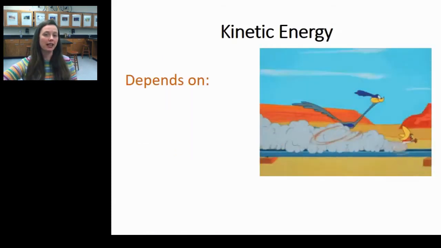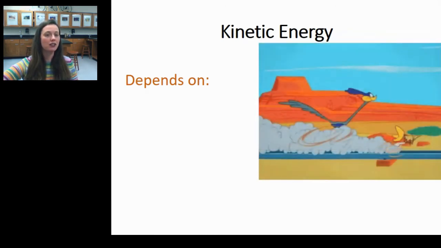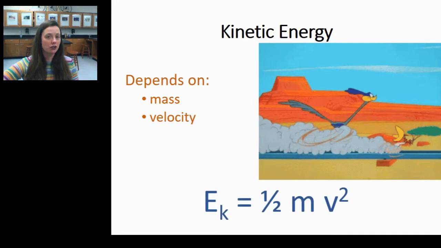Now let's talk about kinetic energy. The kinetic energy of an object depends on the object's mass and how fast it's going, or its velocity. The equation that describes something's kinetic energy is this: E_K equals 1/2 mv squared.